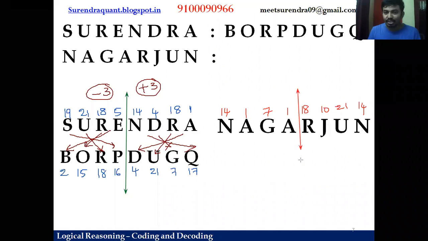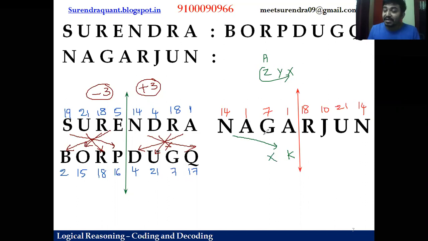So divide into 2 equal parts. Once you do four equal parts, what is the next step? The next step is from S to P, that is -3, right? So from N, -3: 14 minus 3 is 11, and the 11th letter is K. Now from 1, I have to go 3 places backward. So from A: Z, Y, X. 3 places backward, you will get X.